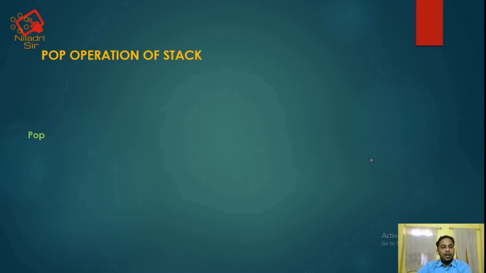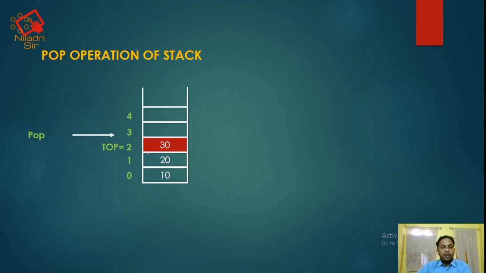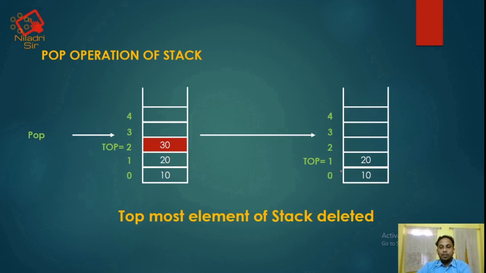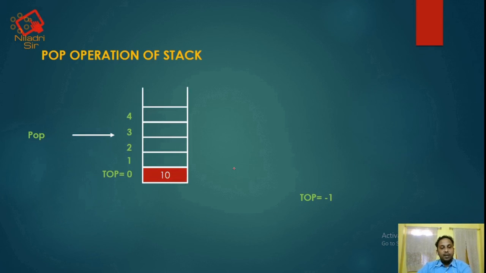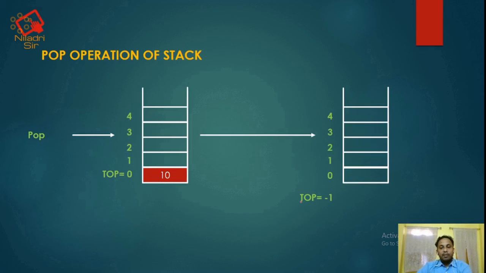Again we will perform the pop operation. Top is now at position 2, so top becomes 1. After that, if we again perform pop, then top will be at minus 1 position. You can see that there is no element right now. The stack is empty. Top is at minus 1 position, and this is the underflow condition.